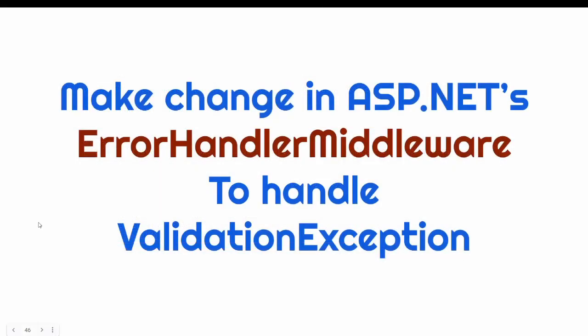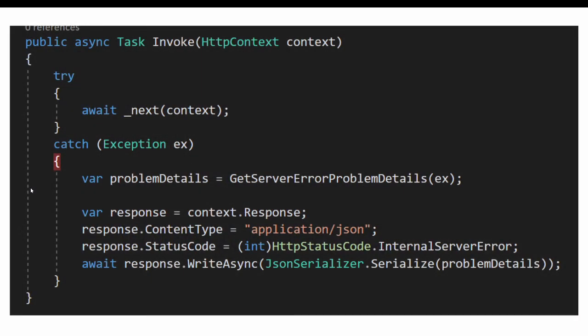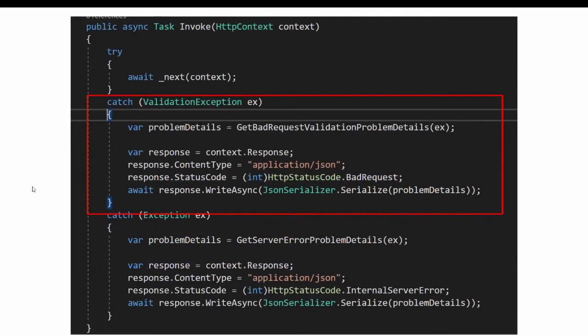And the last step is to make a change in the ASP.NET error handler middleware to handle the validation exception. Right now, our error handler middleware looks like this. We have a single catch block to handle unknown exceptions, which returns internal server error. We need to introduce a new catch block for the validation exception. Here you can see that we are setting the status code to bad request and not to internal server error. Also, to get problem details, it calls a separate method which will look like this.